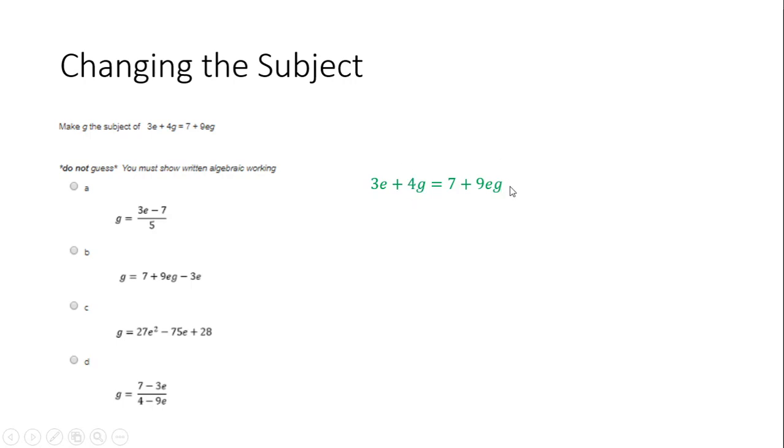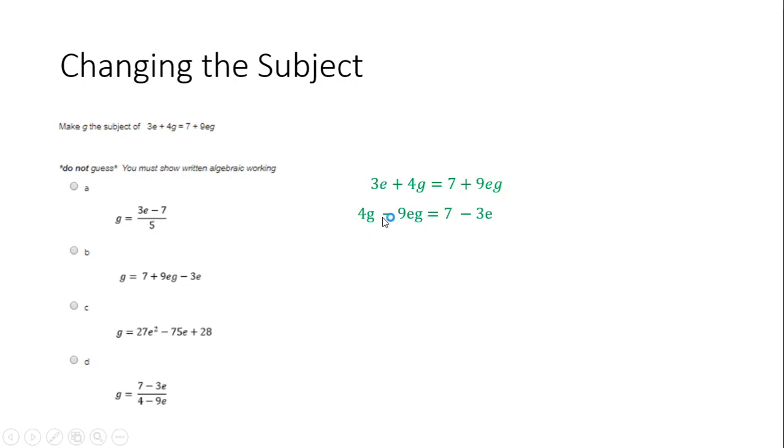Again, I've got two terms with g in them. So I'll group those two terms together and see if I can get g on its own. So I started by taking this 9eg over to this side. It was plus, so now it's minus. And in the same step, because I want to get g on its own on this side, I took the e from this side, the 3e, and I minused it over to here. Because it was plus there, it's minus here.